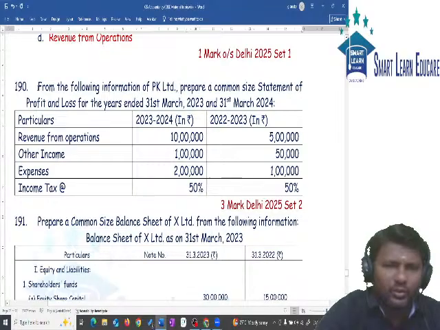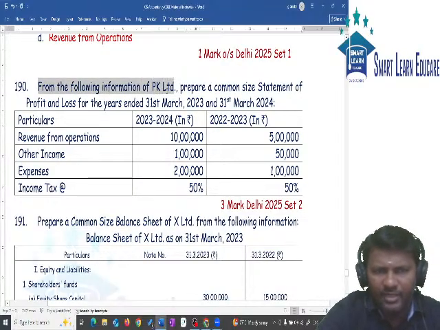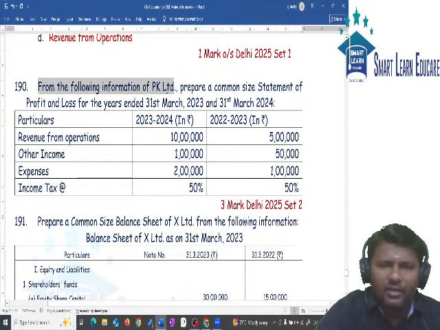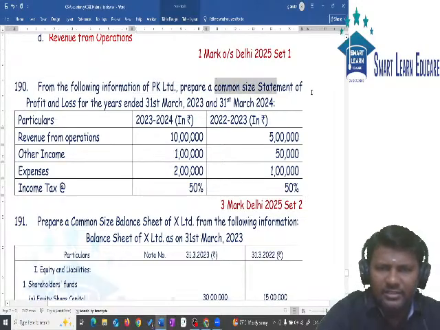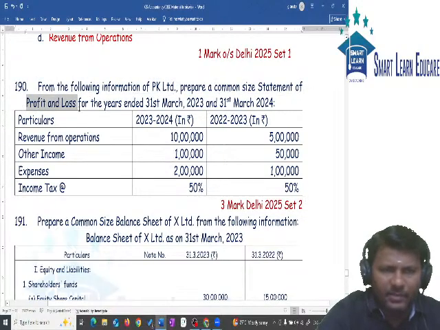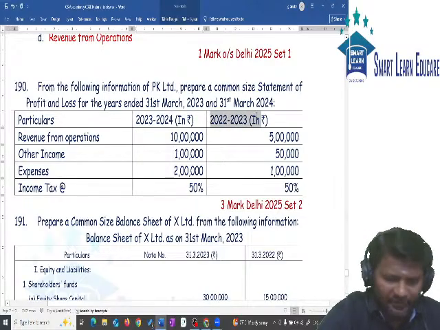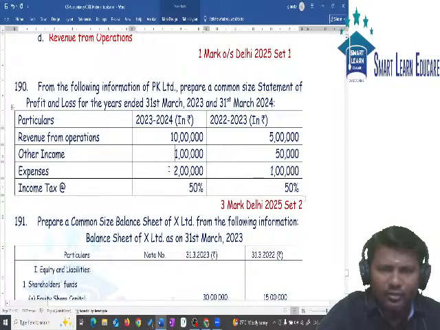Next, one more question. From the following information of PK Limited, prepare common size P&L for the year ended 31st March 23 and 24. 23-24 is given, 22-23 is given. 2 years information is there. 10 lakh, 1 lakh, 2 lakh, 5 lakh, 50,000, 1 lakh. Tax rate is 50 percentage.